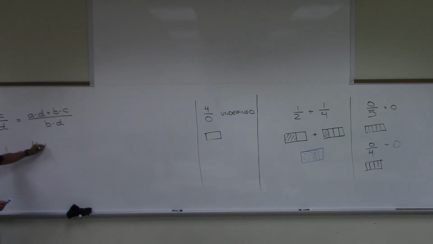Then I say plus. Now I'm multiplying the b times the c, which is these two multiplied. So multiply these two now. What's 2 times 1? 2. Y'all following what I'm doing?